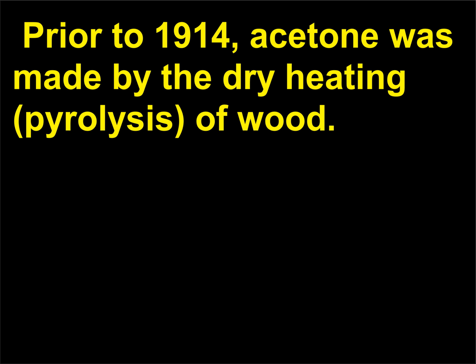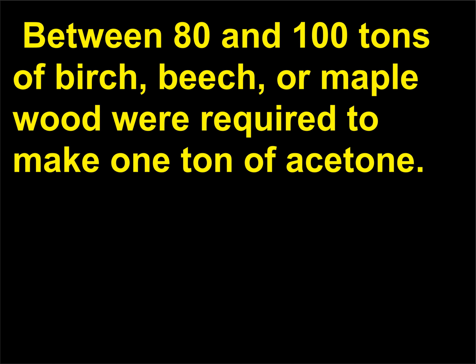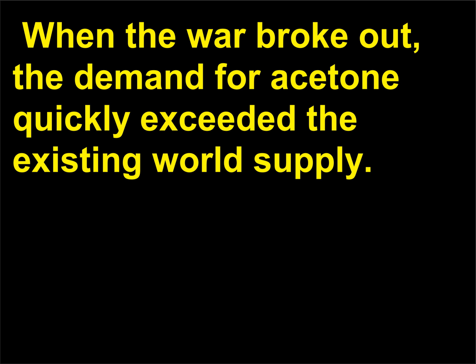Prior to 1914, acetone was made by the dry heating, pyrolysis, of wood. Between 80 and 100 tons of birch, beech, or maple wood were required to make 1 ton of acetone. When the war broke out, the demand for acetone quickly exceeded the existing world supply.